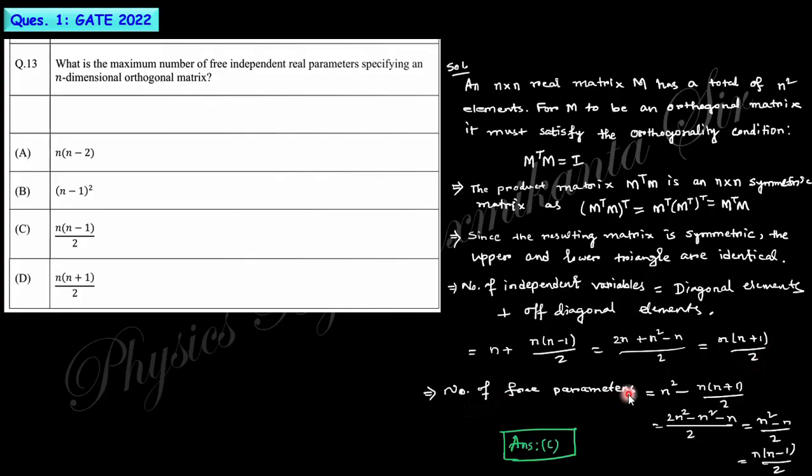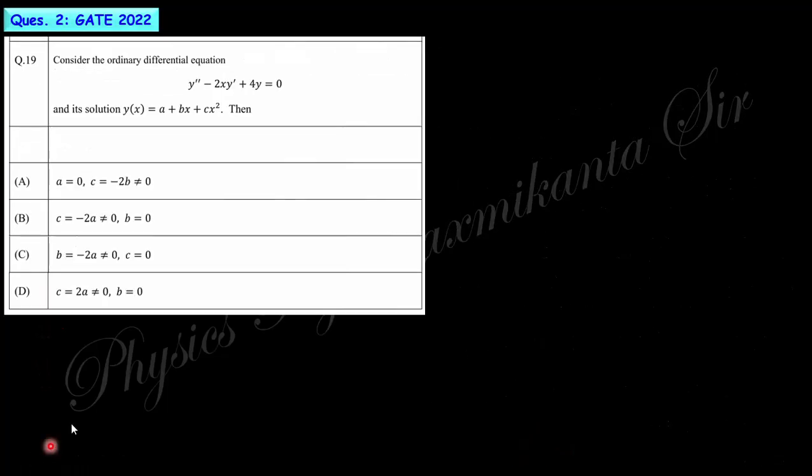So the number of free parameters will be: the total number is n squared, and this is the number of independent conditions, so the free parameters will be n squared minus n into n plus 1 by 2, that is n into n minus 1 by 2. So option C is the correct answer of this question.